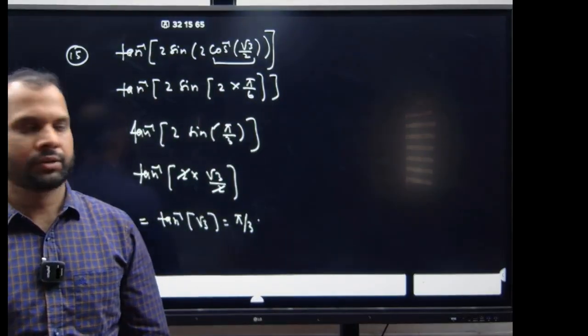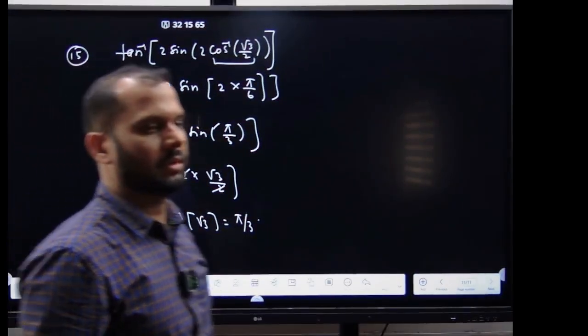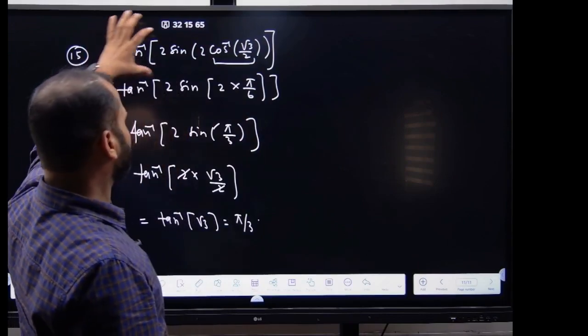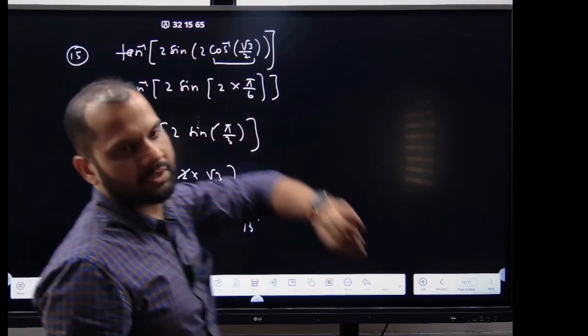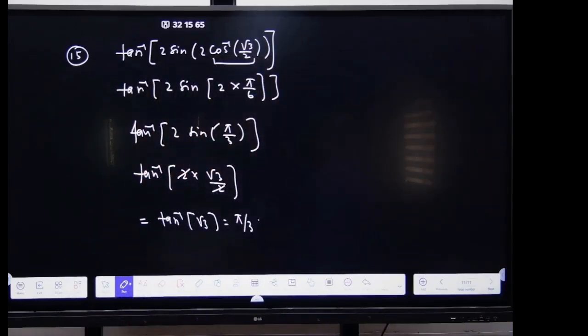Correct? So always you should start from this side and then slowly you will get to the desired result. Here always observe, one inverse will be there, one normal will be there, one inverse will be there, one normal will be there. Correct? Understood?